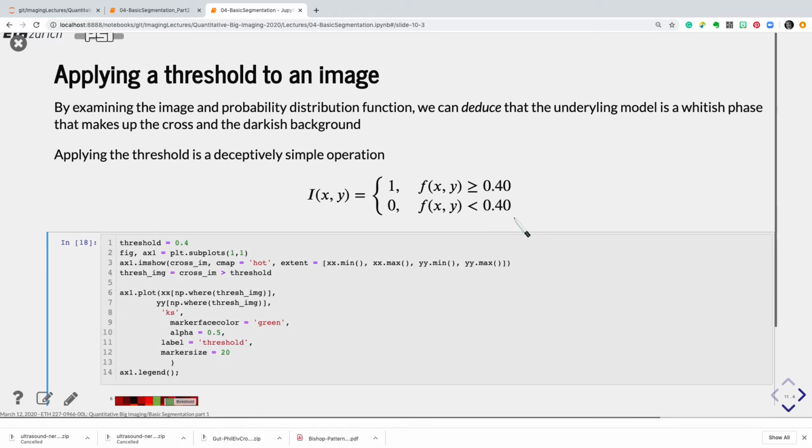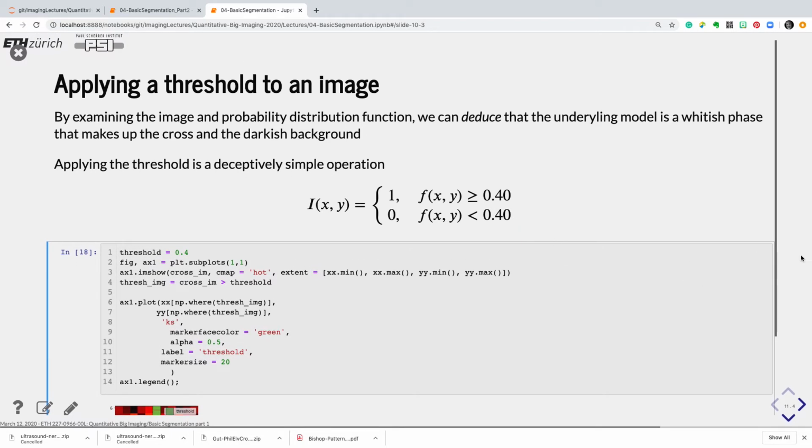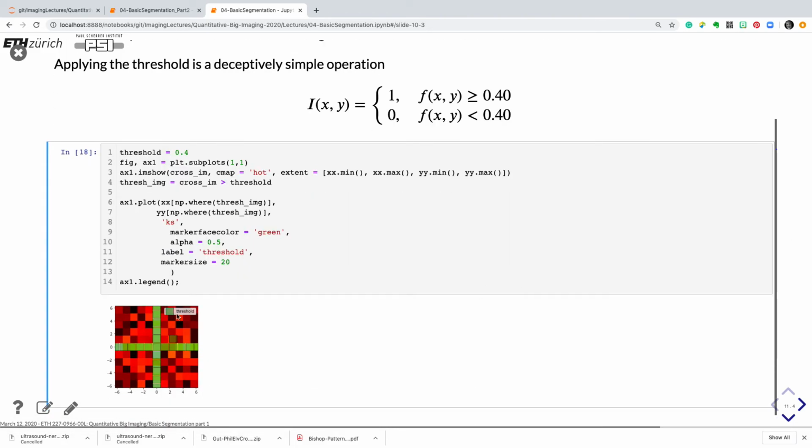And applying this threshold, let's see if I can convince it to come up. No, I couldn't. No. Ah, there it is. Yeah. So now you can see that the threshold applied gives us a nice cross, but one spot here was misclassified, a confusing case for this simple threshold.